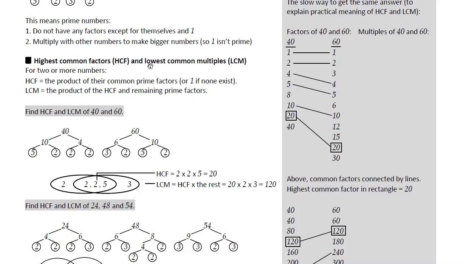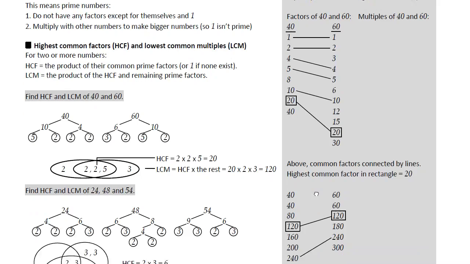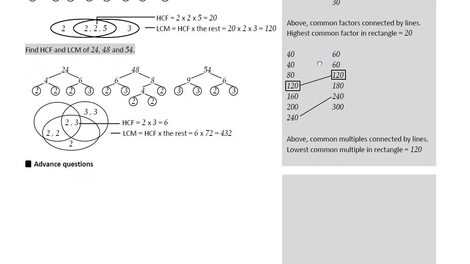Next we're going to talk about lowest common multiples. We've already talked about what common means, what's the same, but let's talk about what multiples are. Well, multiples are things that are, well, what's a multiple of 40?